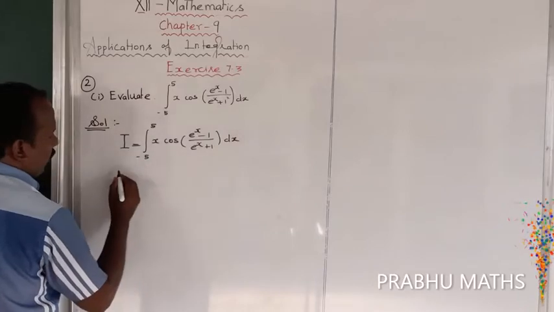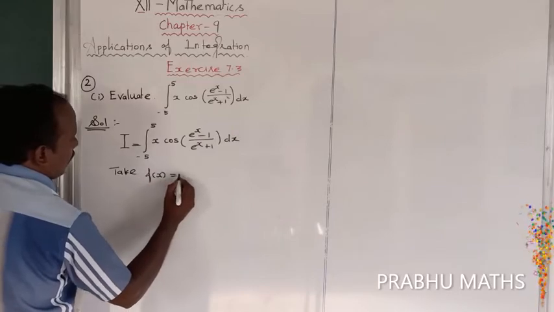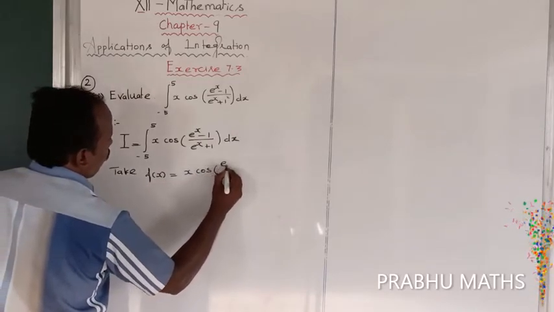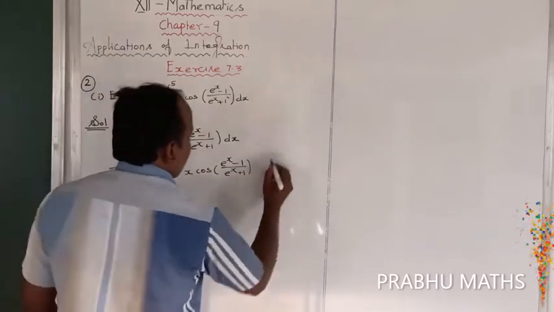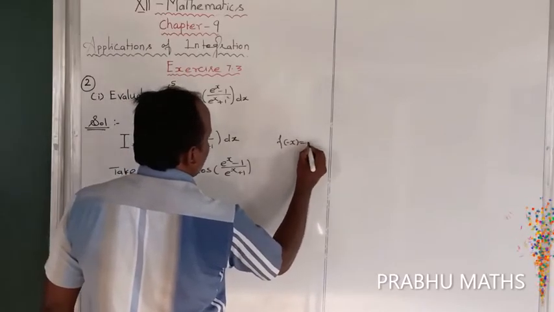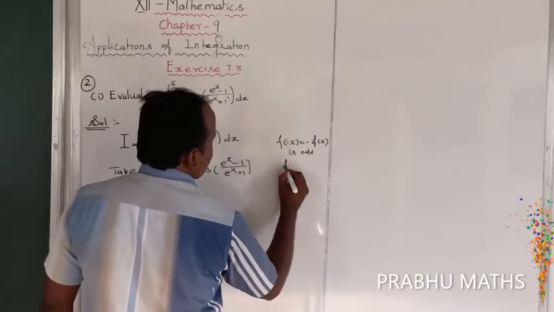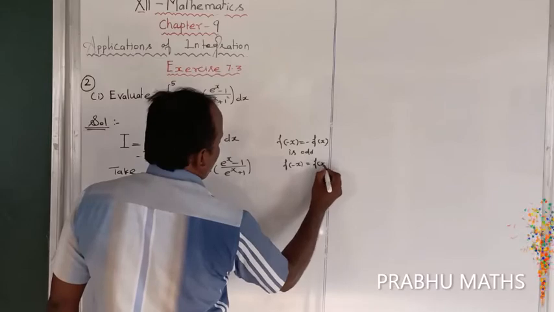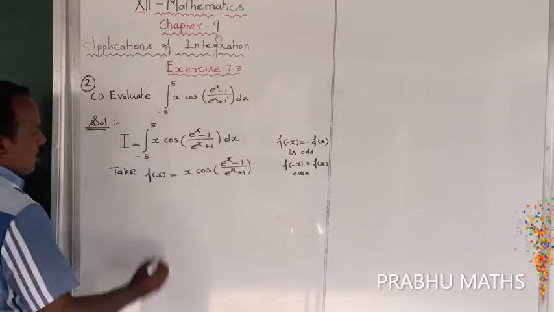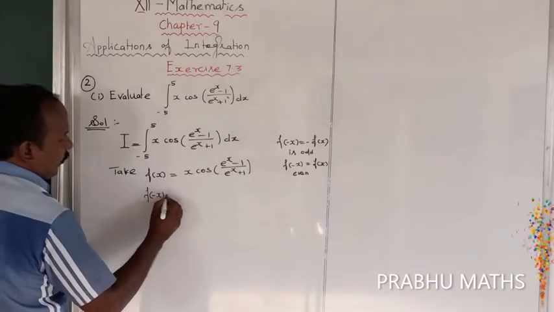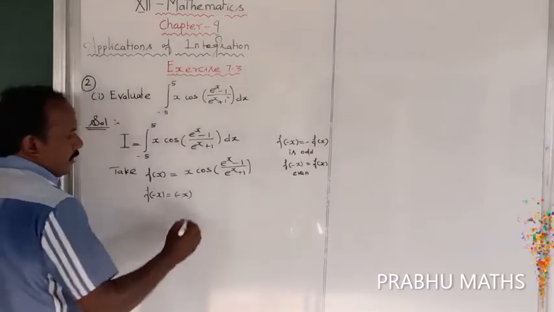Now let us take the f of x value. Let us take f of x, the function, equal to x into cos of (e power x minus 1) divided by (e power x plus 1). Okay, right. First of all, f of minus x equal to minus f of x is an odd function. Next, f of minus x equal to plus f of x is an even function. So let us check whether the function is odd or even: f of minus x, with x replaced by minus x.